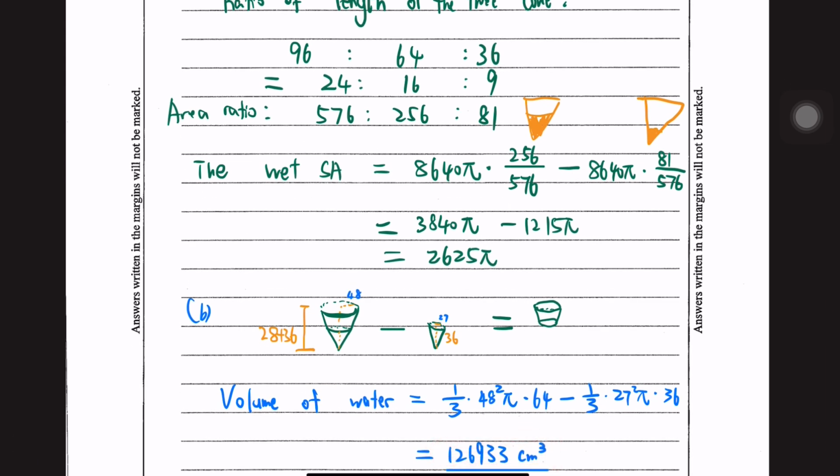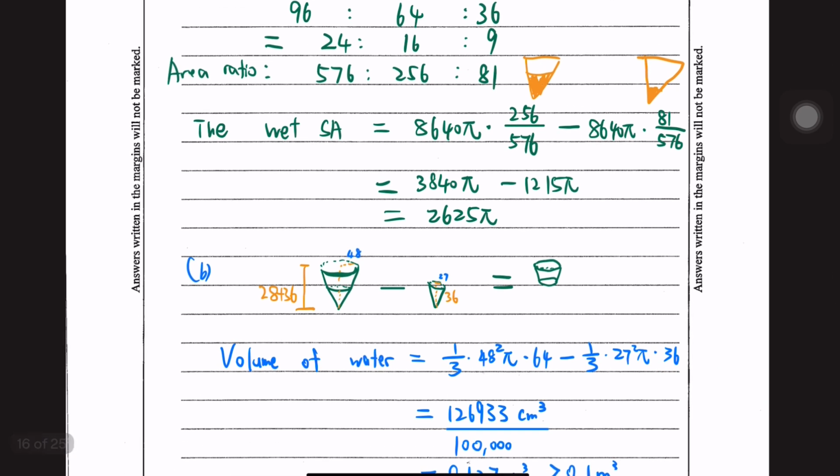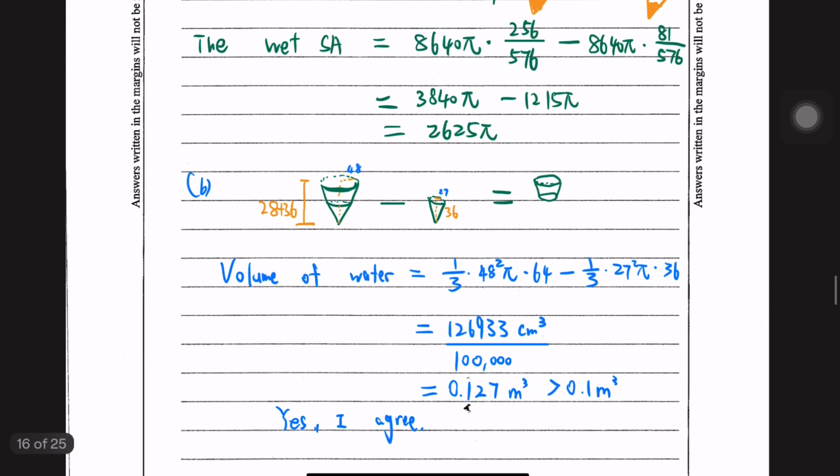And remember that you need to change the unit. How do you change cm cubed to m cubed? It's cubed. So 100 cm equals 1 meter. So when it is squared, this one will be squared. So 10,000 cm squared equals 1 m squared. When it turns to cubed, then it will be 100 to the power 3 cm cubed equals 1 meter cubed. Okay, so it's 1,000,000 here. Okay, after you divide it, it's 0.127 m cubed.